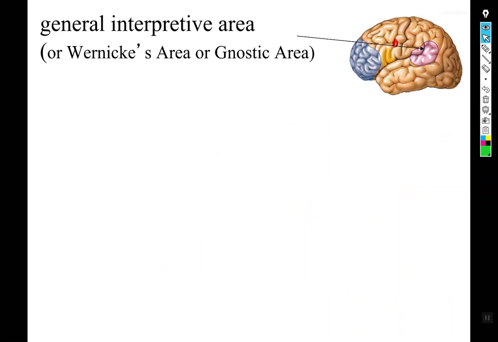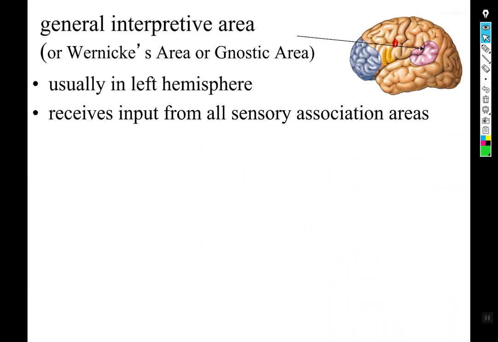So the general interpretive area is indicated in this picture, and it's also called Wernicke's area or the Gnostic area. This is considered to be related to speech because Wernicke's area is responsible for processing and understanding words. It's usually in the left hemisphere, although not always, so there are rare cases where it's found elsewhere. And it receives sensory input from all association areas.